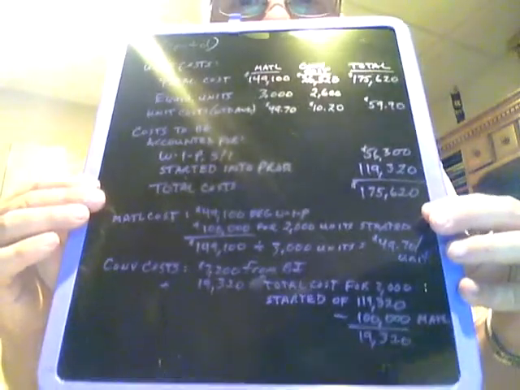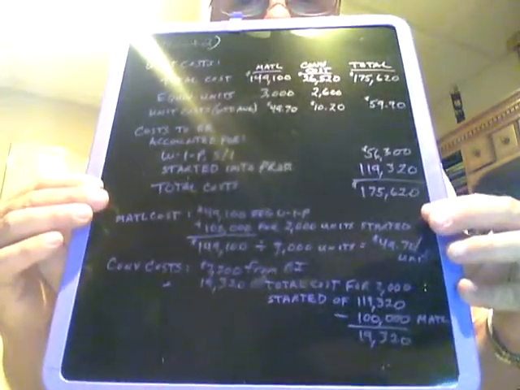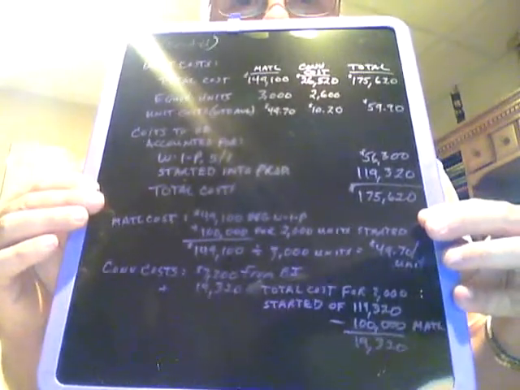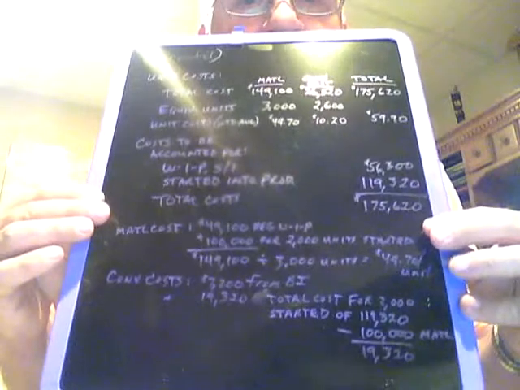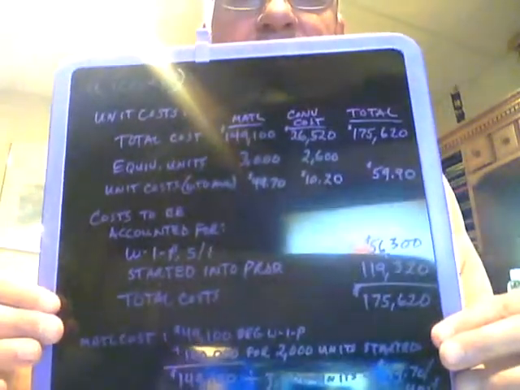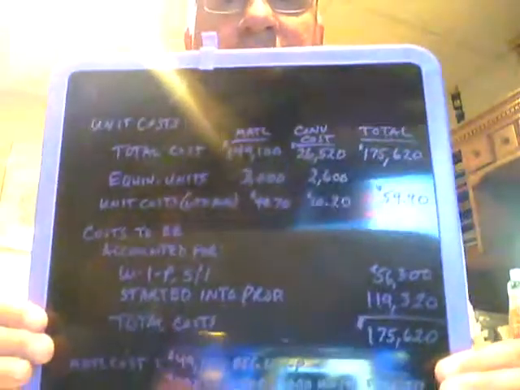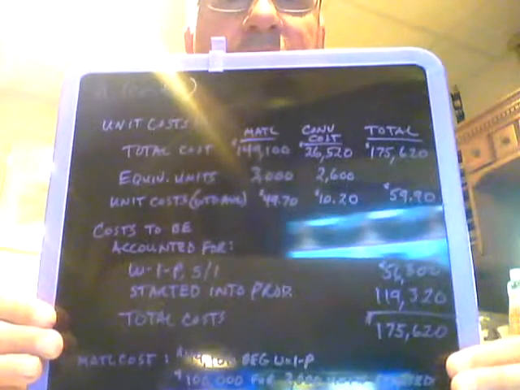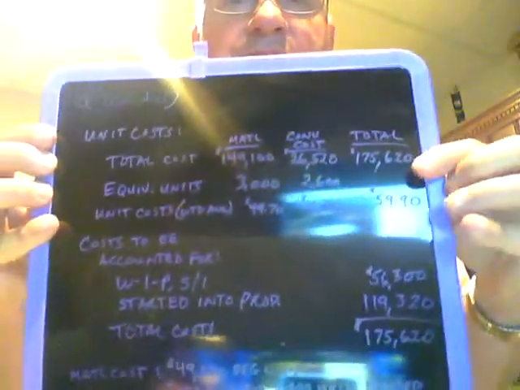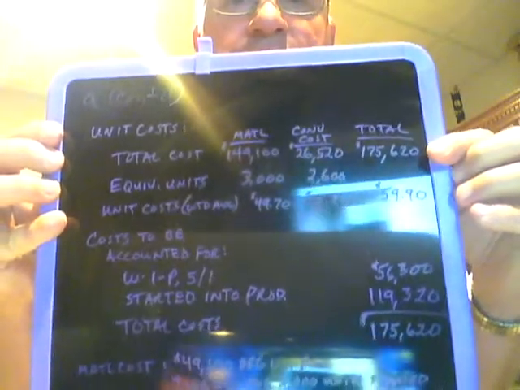So when you add the 19,320 for the units put into production of 2,000, plus the 7,200 from the beginning inventory that we were given also, that gives us our 26,520 in total for conversion costs. And that, when added to the material of 149,100, gives us this total cost of 175,620.